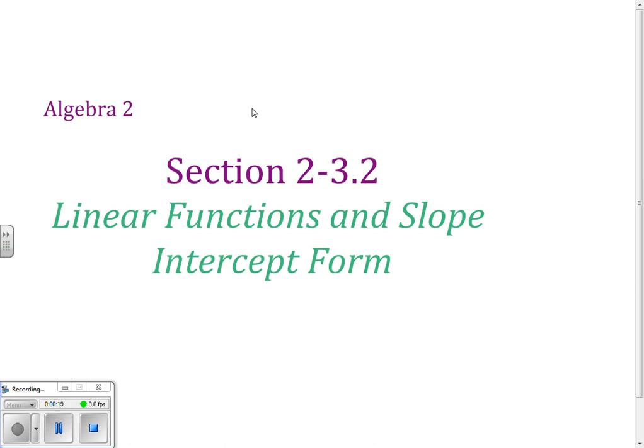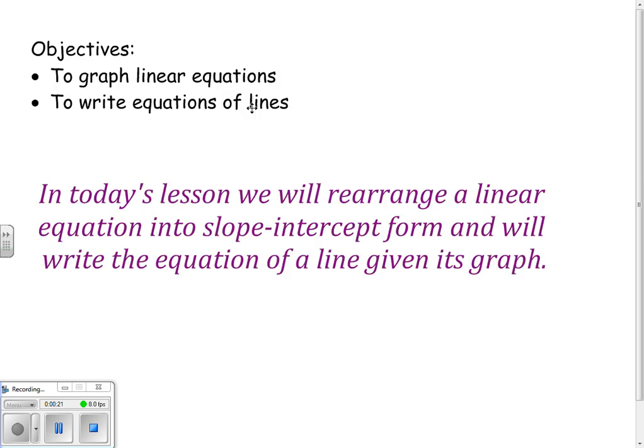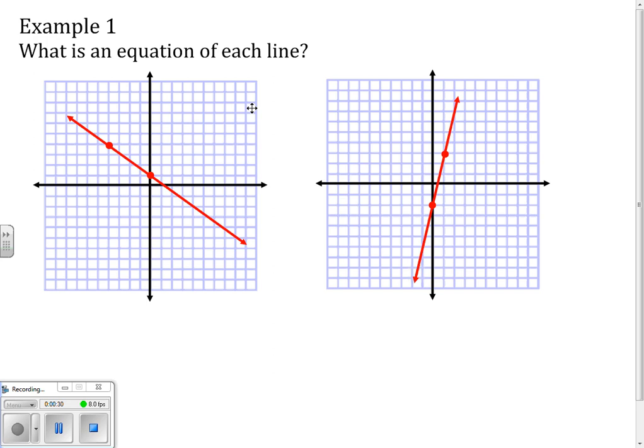Section 3, Day 2 is more on linear functions in slope-intercept form. Today we're going to talk about how you can rearrange an equation to get it into slope-intercept form and then be able to go from equation to graph and vice versa. So taking a look at example 1, they want the equation of each line.